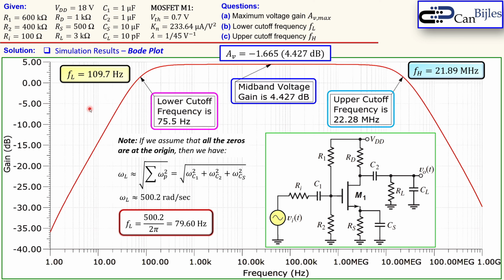Alright, it was our lengthy example about the frequency response of the common-source amplifier from the datasheet of the actual MOSFET, and we have extracted the data, and from there we have calculated our maximum gain, the lower and upper cutoff frequency, and we have verified this in the SPICE simulations.